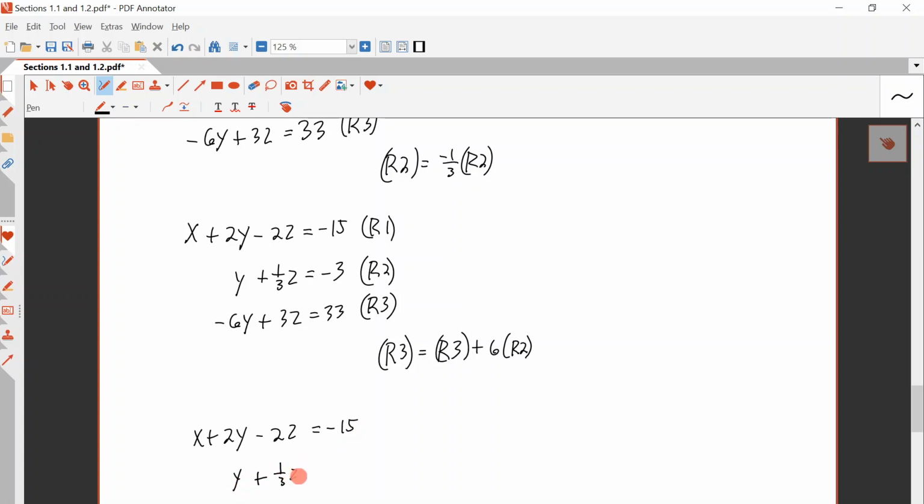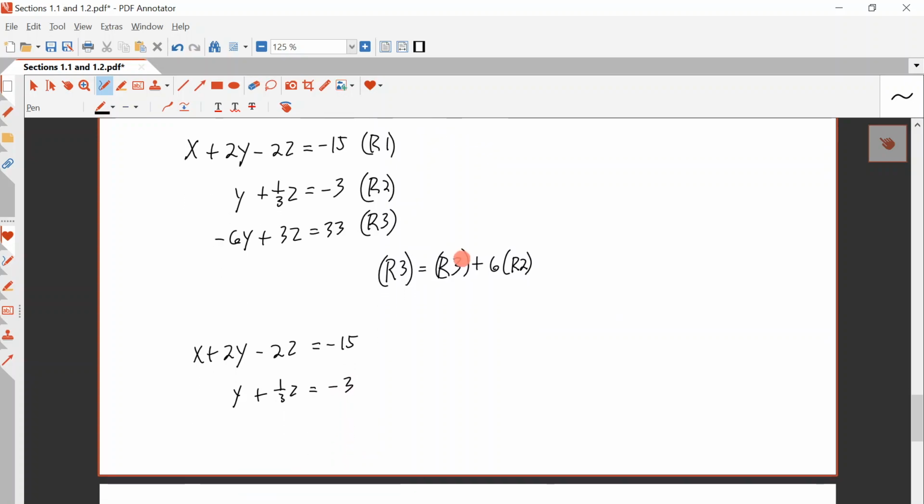Y plus 1/3 z is equal to minus 3. And then minus 6y plus 6y is 0. And then 3z plus 2z is 5z. Right? So I multiply this by 6. That gives me 2z. So 2z plus 3z is 5z. And then 33 minus 18 is 15. All right, multiply that by 6 is minus 18. Add it to that, and I get 15.